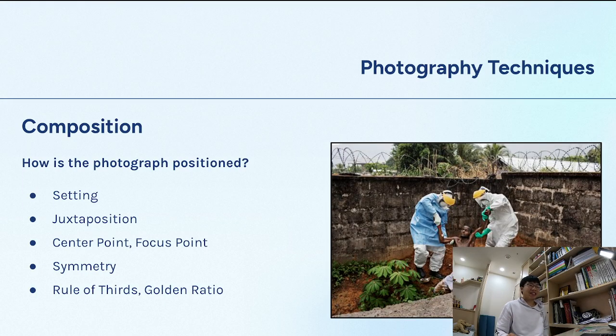The composition. A composition is the placement and the positions of everything in the photograph. So where is this photograph set? Is there any juxtaposition, like opposite things placed next to each other? What's the focus point? What's the center point? Is there any symmetry, repetition, reflections? What do they tell you? Does it use the rule of thirds, the golden ratio? The rule of thirds is my personal favorite because you can basically say it's applicable in every photograph. But composition is another thing you can analyze.